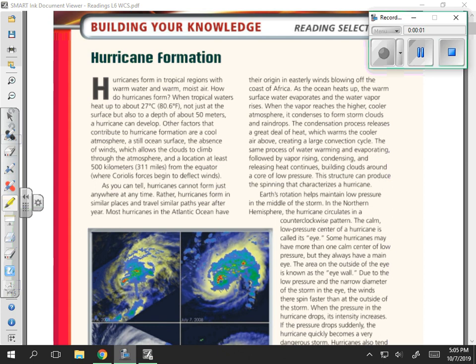This is a guided reading on building your knowledge: hurricane formation in the Weather and Climate Systems Unit. Hurricane formation.